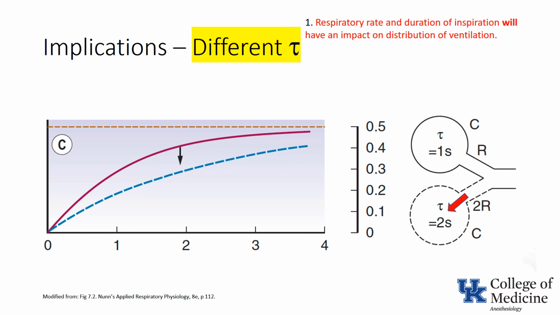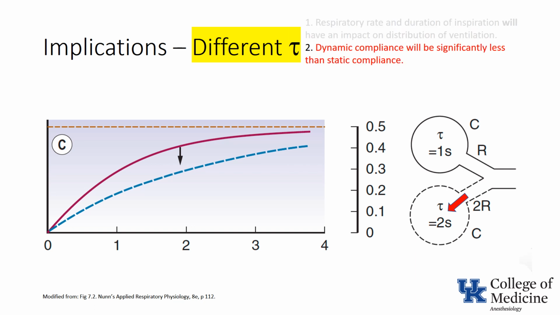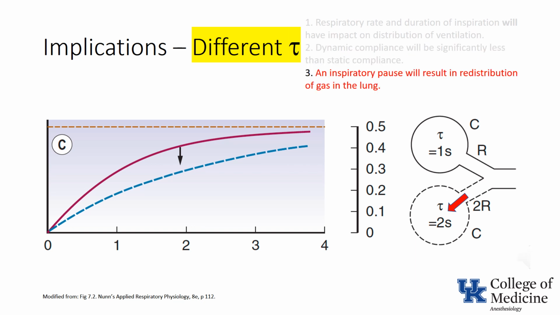In that circumstance, respiratory rate and duration of inspiration will have an impact on the distribution of ventilation. Furthermore, dynamic compliance will be significantly less than static compliance. Stated another way, peak inspiratory pressure will be significantly higher than plateau pressure. Finally, use of an inspiratory pause will result in improved distribution of ventilation in the lung.